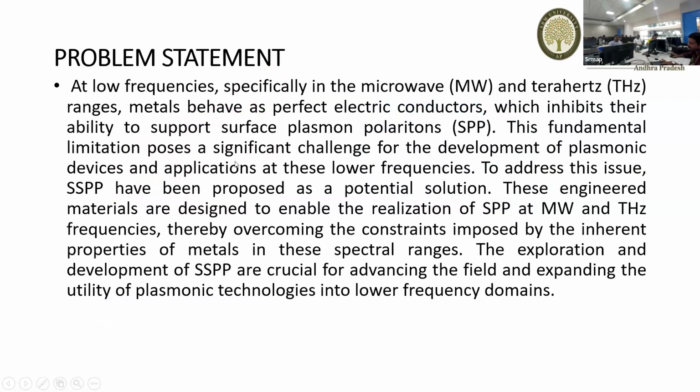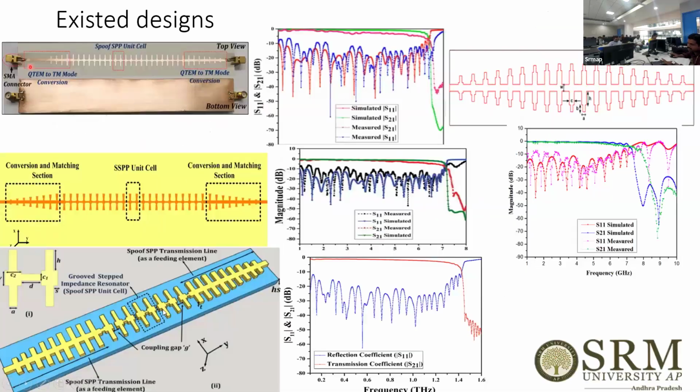I am very clear with my problem statement: at lower frequencies, it is very difficult to design plasmonic integrated circuits. That's why we are mimicking the surface plasmon polaritons in the lower frequency range, known as Hooke's surface plasmon polaritons. And it offers a potential solution for designing plasmonic integrated circuits and compact devices. That is my problem statement. And these are all the existing designs, and these are the simulated results of that.